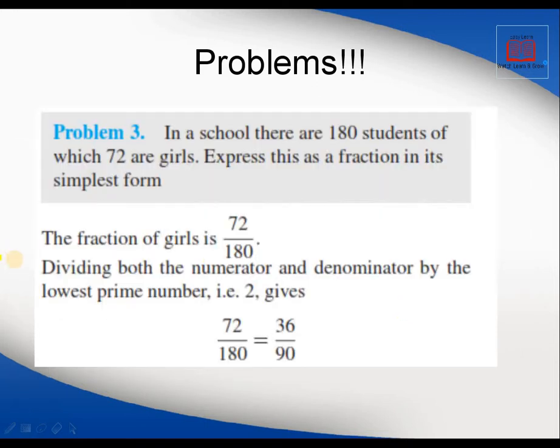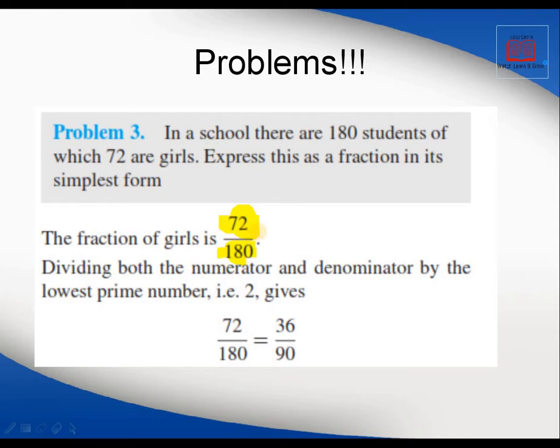So this is a practical case example, a daily life example. In a school there are 180 students, of which 72 are girls. Express this in the simplest form, meaning 72 students out of 180. So this is a proper fraction. 180 is the total students, and 72 is what we had discussed or given. So this is the proper way. The denominator must be greater in practical cases, and the numerator must be smaller.